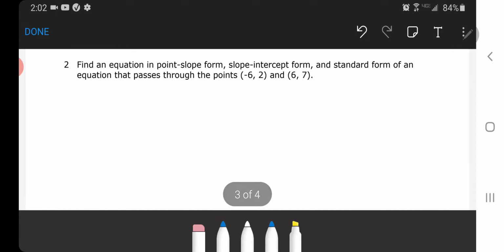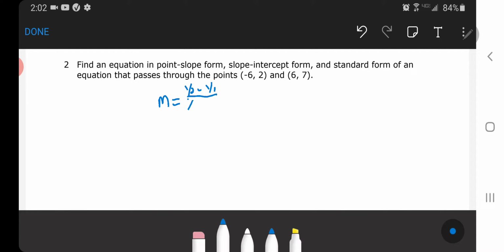It says find an equation of point-slope form, slope-intercept form, and standard form of an equation that passes through the points -6, 2, and 6, 7. Okay, this one's different than the other problem that we're given, as we're not given the slope, so we need to go find the slope. In this case, probably the easiest way is to do m equals y2 minus y1 over x2 minus x1. Once again, those y2s and y1s are just naming the points, and it's up to you. You can name this guy your 2 points or your 1 points, and same with this. It doesn't matter, but just name them opposite.